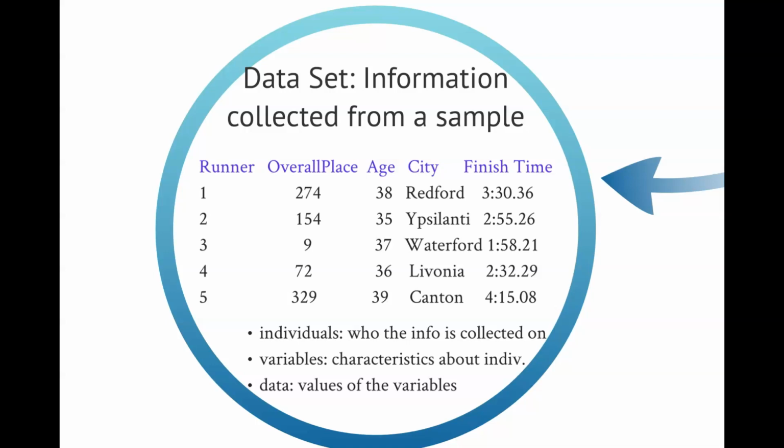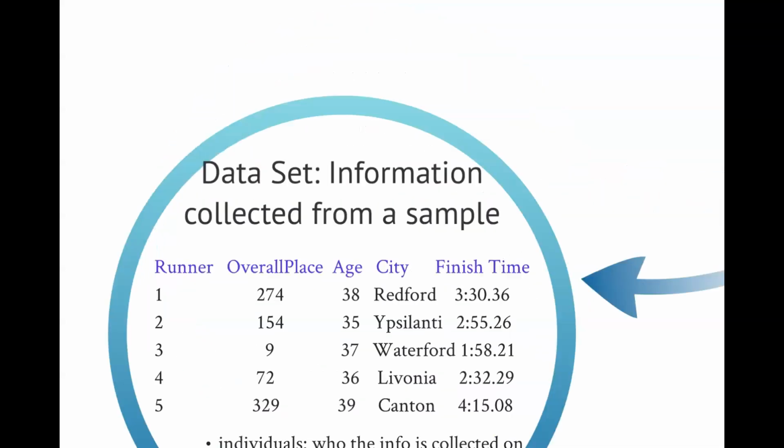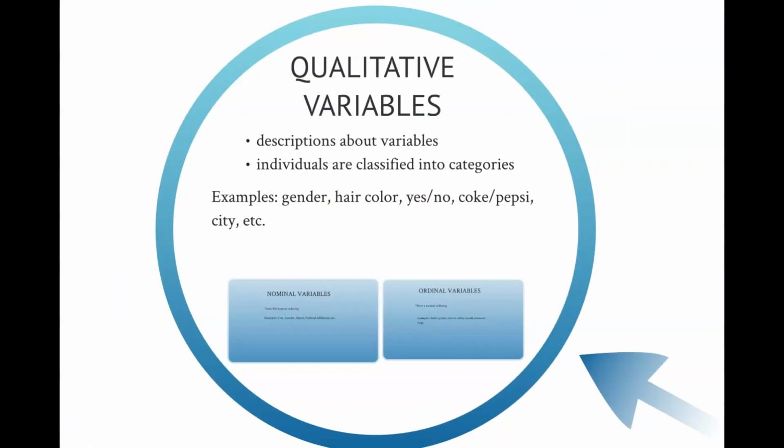And after watching this video, you'll be comfortable with how we can describe these variables and how we can describe these data in general. So let's first talk about qualitative data or qualitative variables. Qualitative variables are those that take on values that are words or descriptions or classifications. Examples would be gender or hair color, or the answer to a yes-no question on a survey, or the answer to the Coke-Pepsi question on a survey, or the answer to the question of what city are you from on a survey.